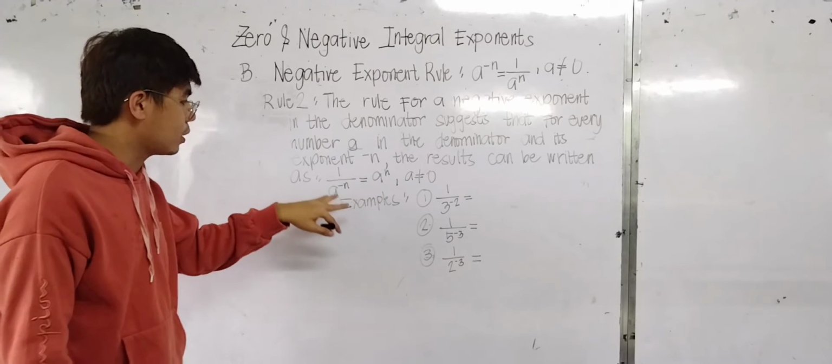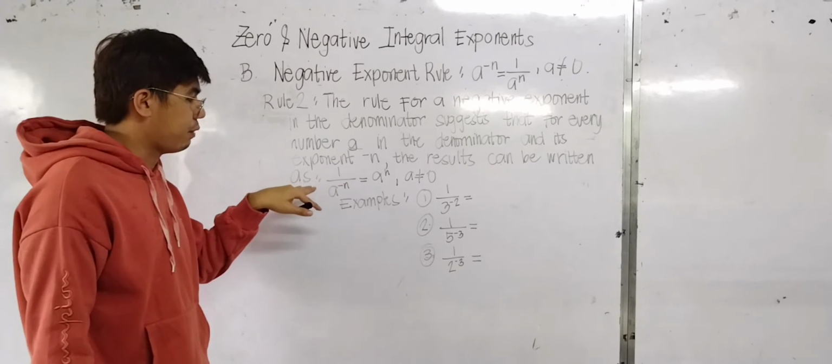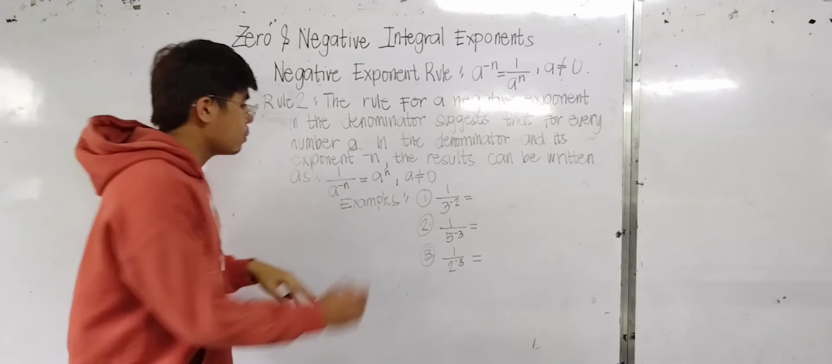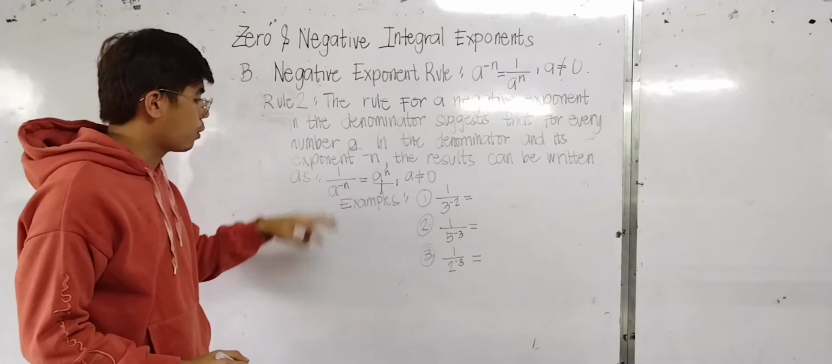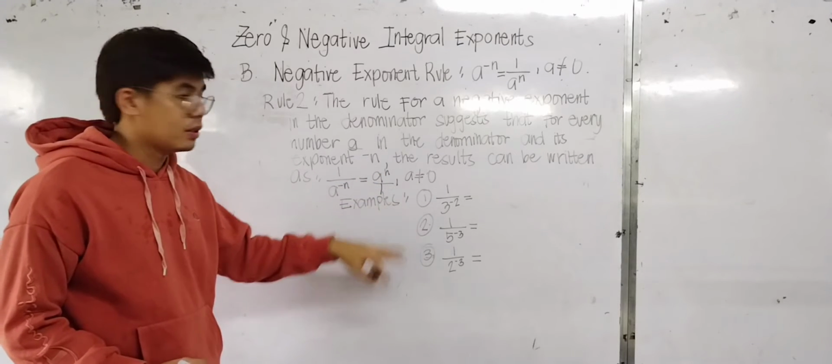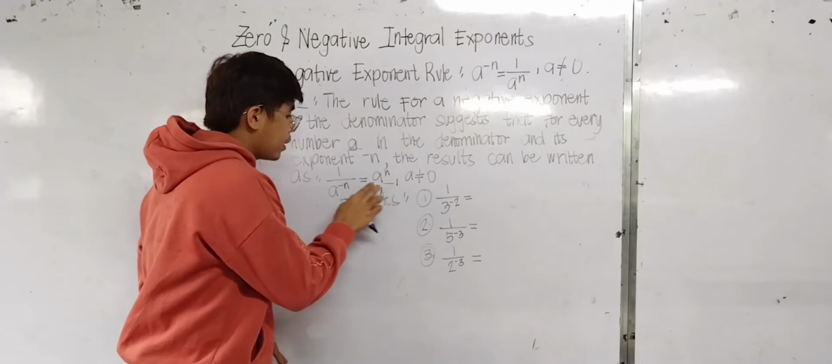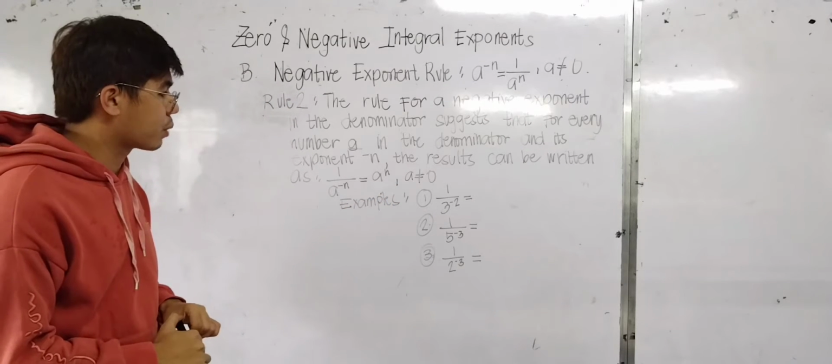So we have here the result, 1 over a raised to negative n. That means if a reciprocal, so we have a raised to n over 1 actually, then you will change the negative value of your exponent to positive. So we have here the answer or the result, a raised to n. So let's try example number 1.